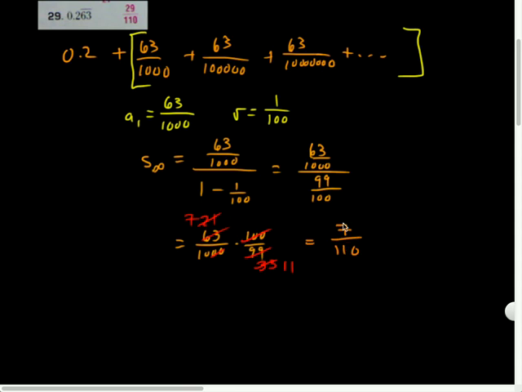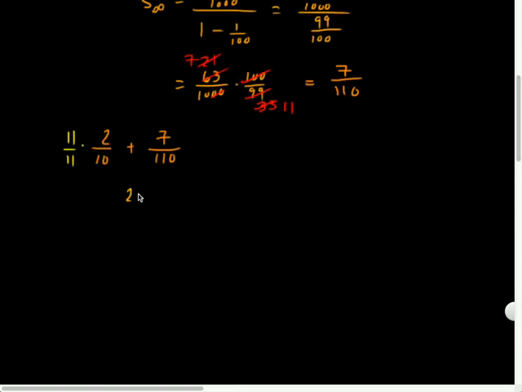So that's what I get. However, notice that is not my answer, because I have to add this remaining little dude up here. I could call that 2/10 if we wanted. Plus 7 over 110. I'd have to multiply this by what, like 11, I guess? Yeah. So 22 plus 7 is 29 over 110.